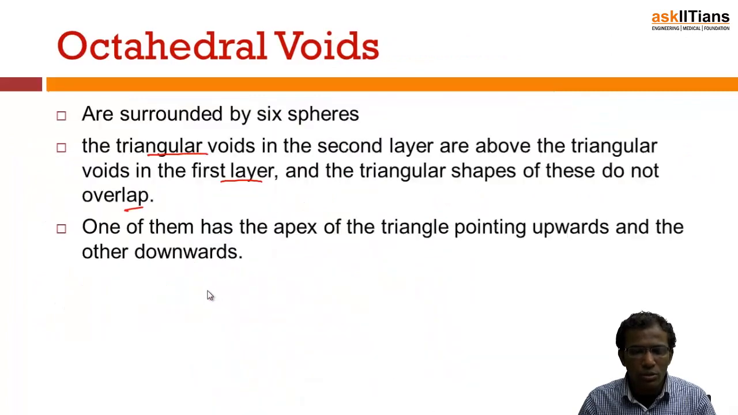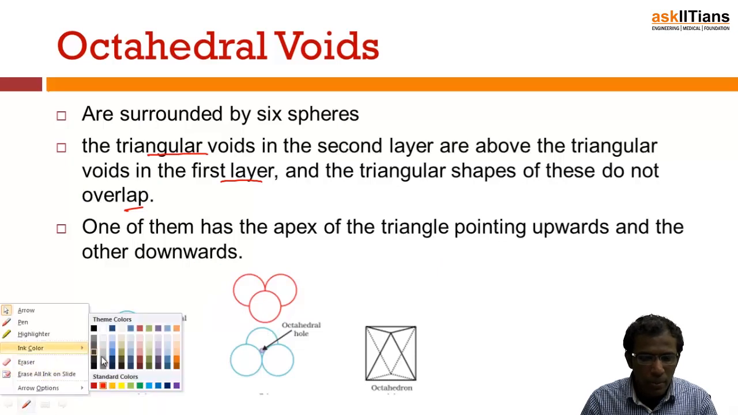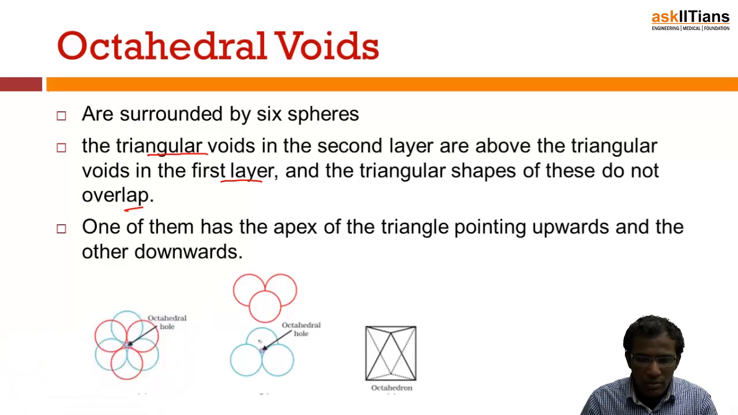I hope that it's clear to you. Let's see the pictures. Okay, here you can even understand better. See, I have 3 spheres of the first layer, and I am placing the 3 spheres of the second layer so that there is one octahedral hole formed here, right?